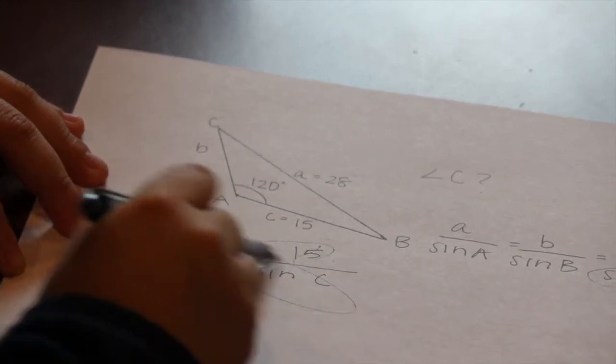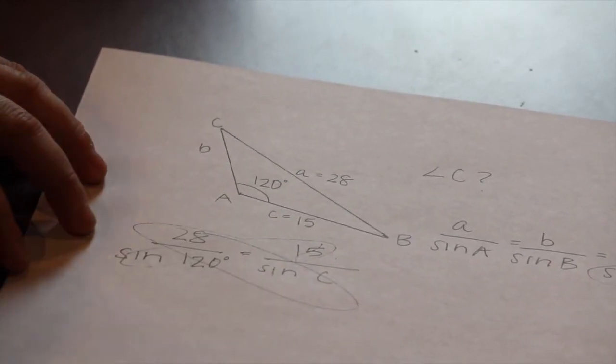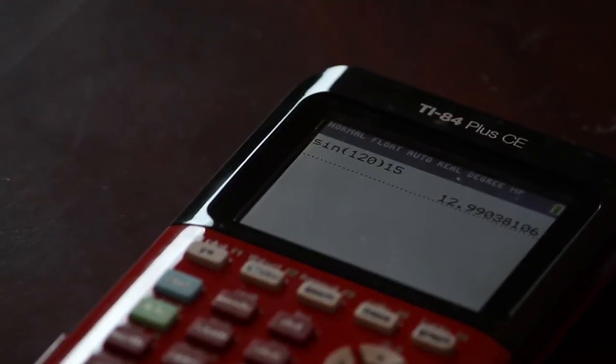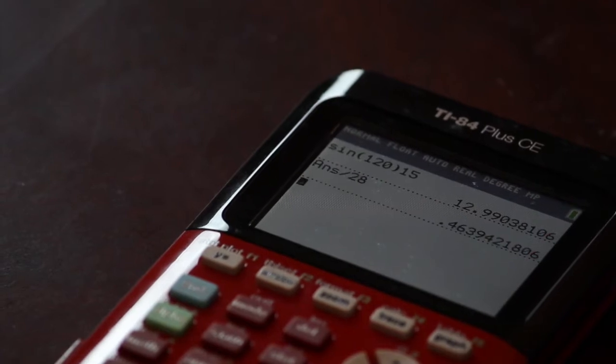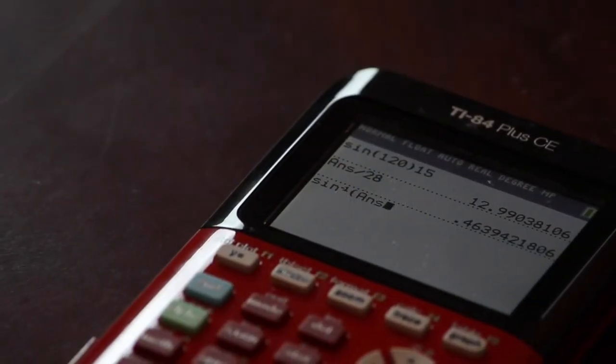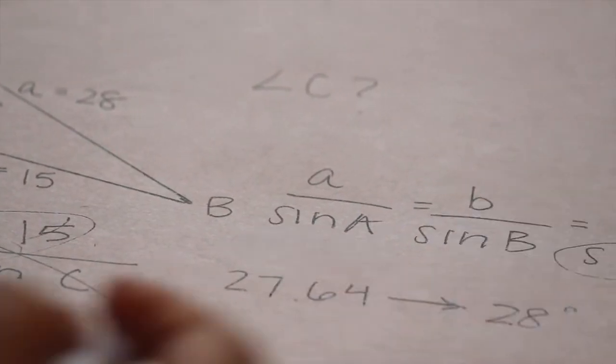So what do we do now? Cross multiply right here and right here. Those are equal to each other. So sine of 120 degrees times 15, multiply that, divided by 28, that's going to give you a decimal. So now you're going to have to find the inverse sine of the answer. Bam, 27.64, which is basically 28 degrees. And that is the angle measure of C.